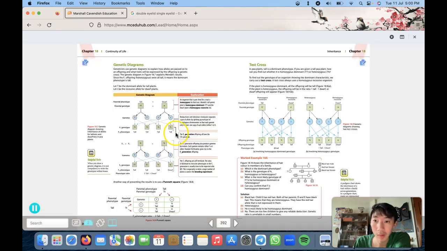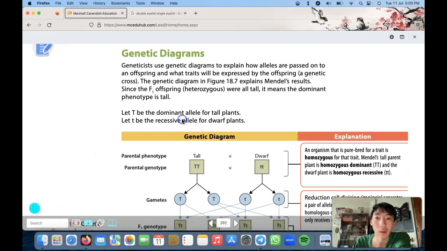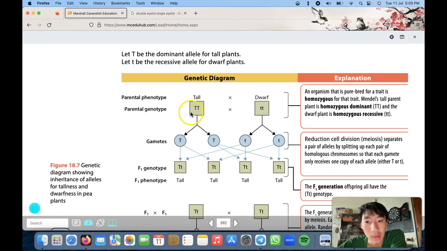So why is that the case? It's because of this thing called genetic diagrams. Okay, what are genetic diagrams? Genetic diagrams are simply things that we use to show how the alleles are being passed down from the parents to the offspring. Okay, so these are what you call purebred plants. That means that they're basically homozygous dominant or homozygous recessive. So when this plant produces the gametes, it will always be the dominant allele. Whereas for the dwarf, it will always be the dwarf allele.